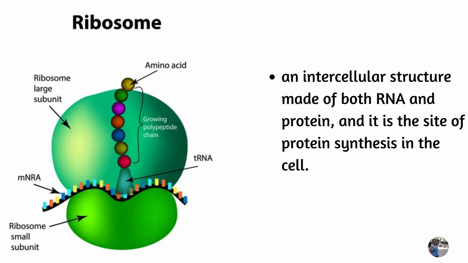So the next one is the ribosome. First, let's define what a ribosome is. It is an intracellular structure made of both RNA and protein, and it is the site of protein synthesis in the cell. The ribosome reads the messenger RNA or mRNA sequence and translates that genetic code into a specified string of amino acids. Then it will grow into long chains that fold to form proteins.